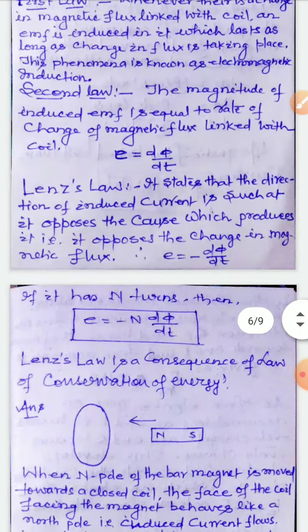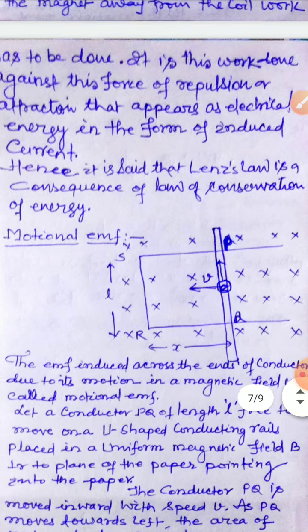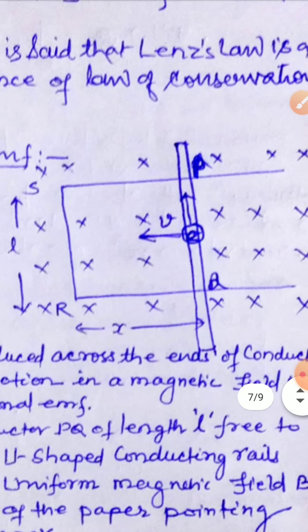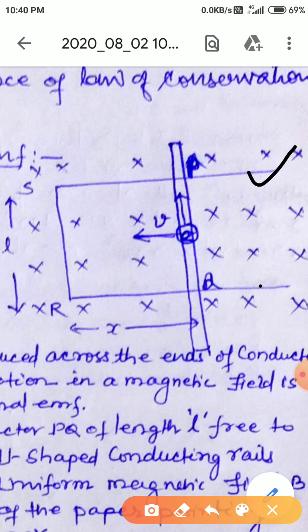Now, next topic is motional EMF. Now, you can see in the diagram that a conductor PQ can move on the two U-shaped rails, which are placed in the magnetic field. Here we have considered that this conductor PQ is moving towards the arm RS with a velocity V.